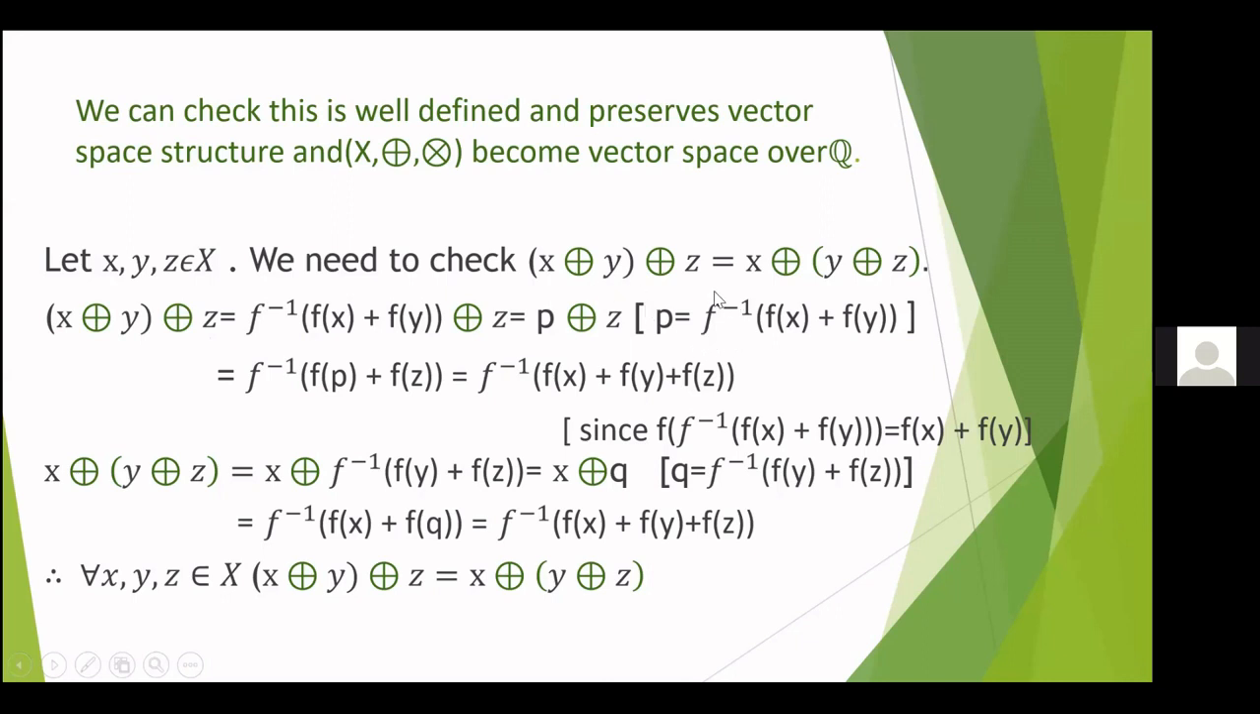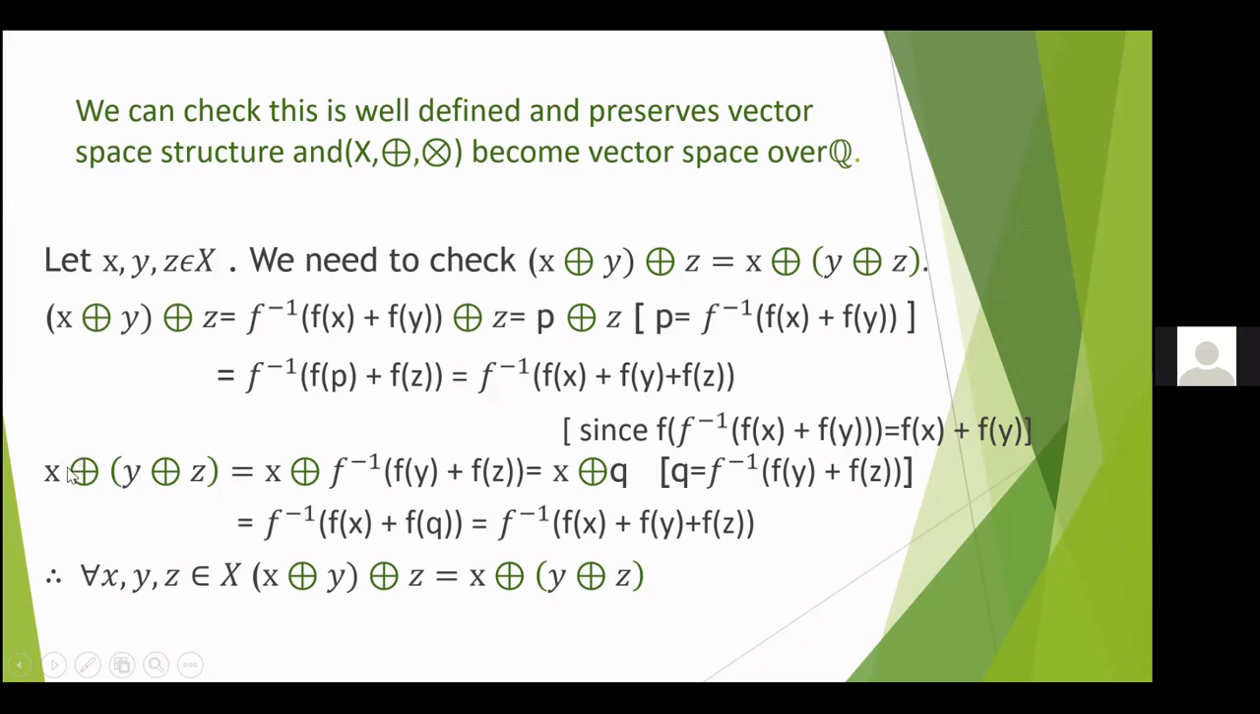You see that F of p is F composed with F inverse of (Fx plus Fy). Now, F composed with F inverse is nothing but the identity map, so it will give me Fx plus Fy. So I get this result here.